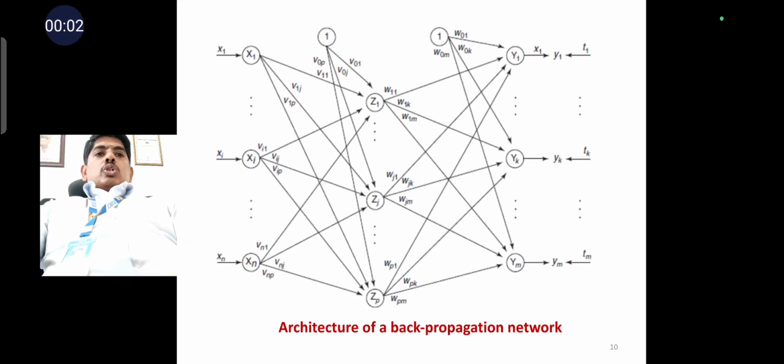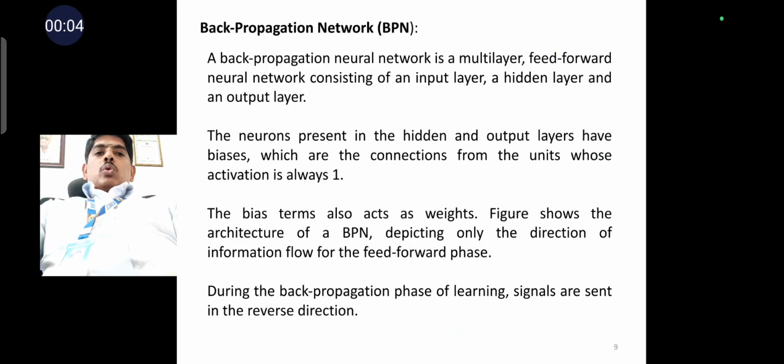Hello everyone. So today we are going to discuss one of the popular neural networks, called the back propagation neural network. It is a multi-layer feed-forward neural network consisting of an input layer, hidden layer, and output layer.